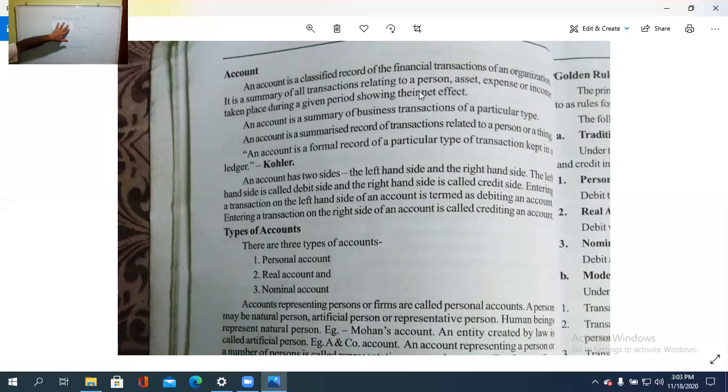Whatever account is in a person's name, it is a personal account. Accounts relating to assets, that is the real account. And accounts relating to expenses or income, that is the nominal account. So keep these three in mind, very important.